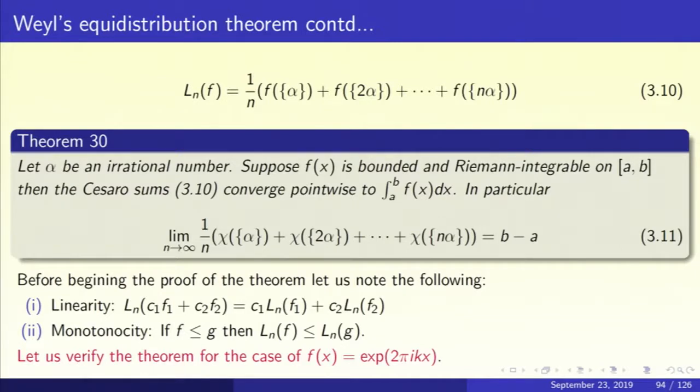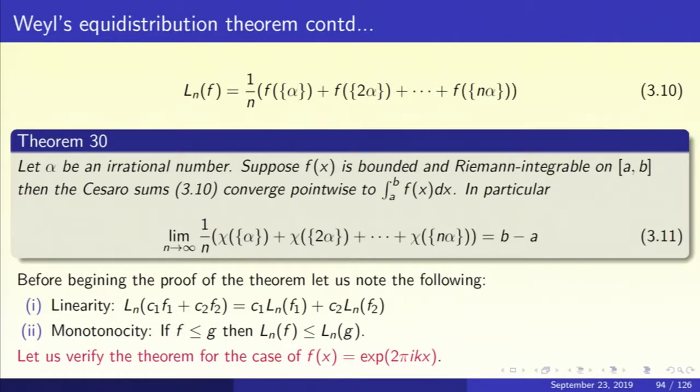So what does the theorem say? The theorem says that if alpha is an irrational number, and suppose f of x is a bounded and Riemann integrable function on AB, then the Cesaro sums 3.10 converge pointwise to the integral a to b f x dx.